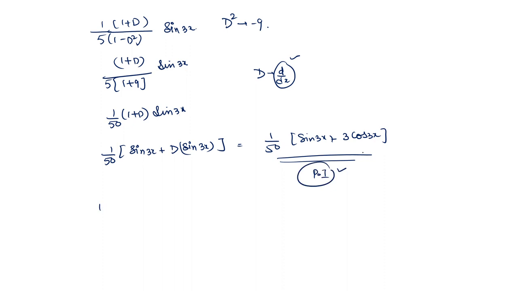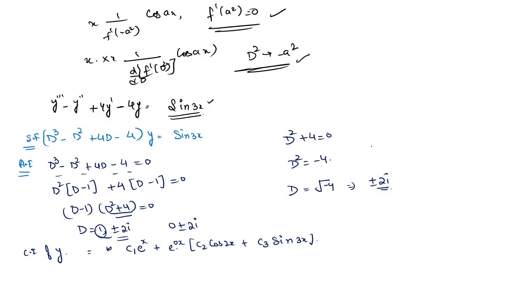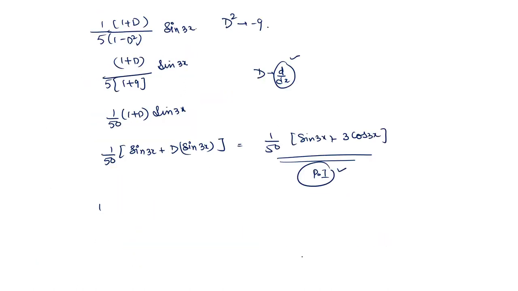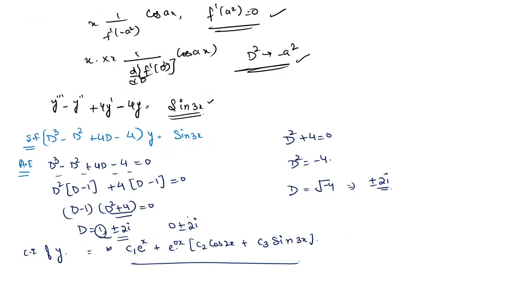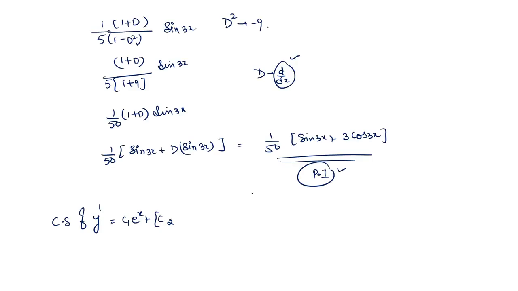So how can we move further? This is the particular integral, and this is our complementary function. So its complete solution can be given by y equals C1 e to the power x plus C2 cos 2x plus C3 sin 2x plus 1 by 50 (sin 3x plus 3 cos 3x).